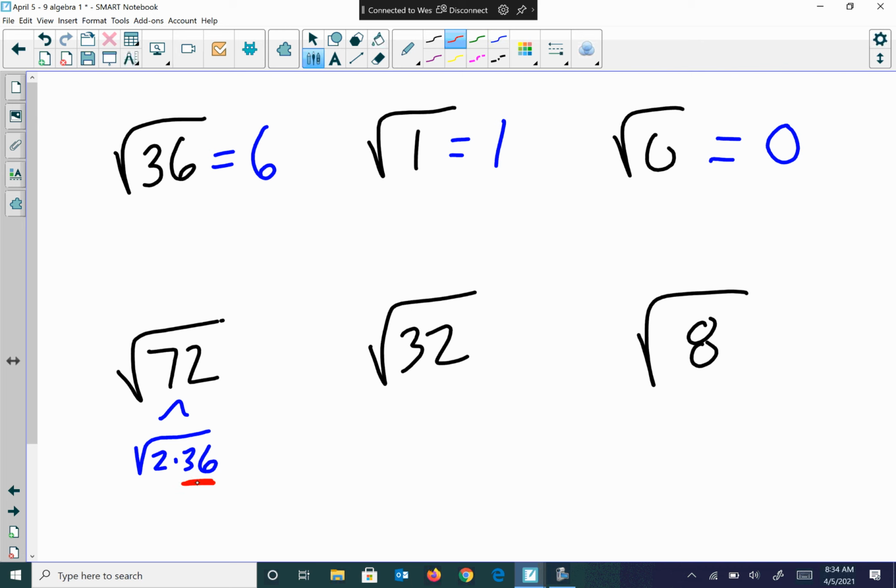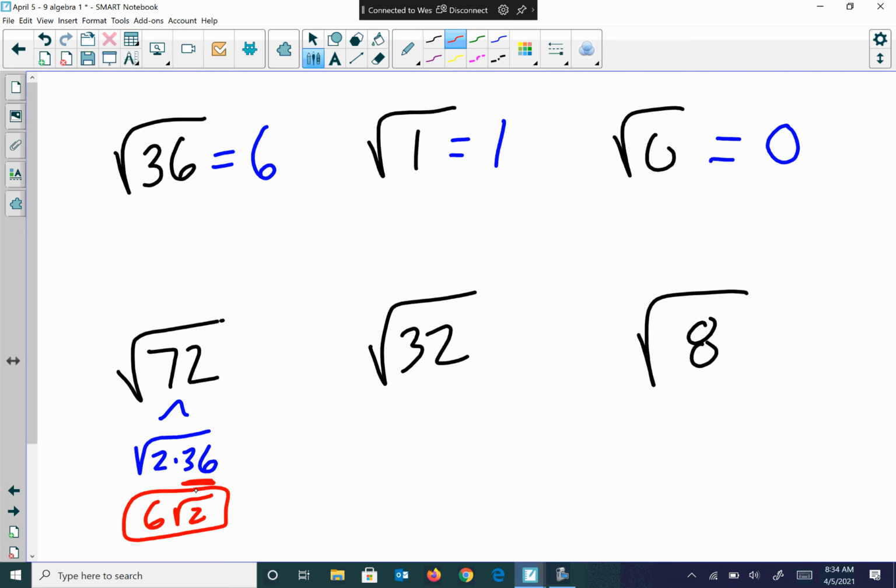So I'm going to take the square root of 36, which is 6. Hey, what got left behind? 2. So my answer is 6 root 2 or 6 square root 2 or 6 radical 2. It's your choice how you want to do it.